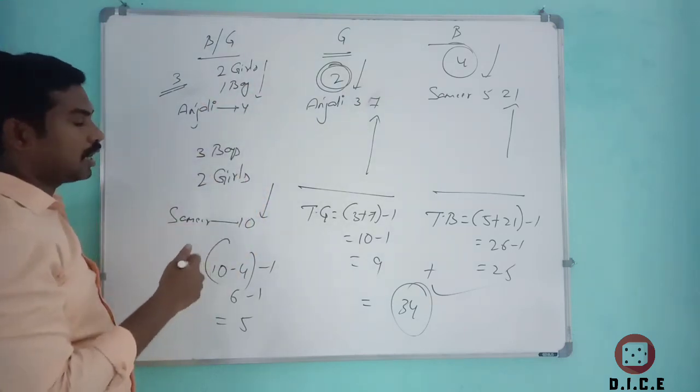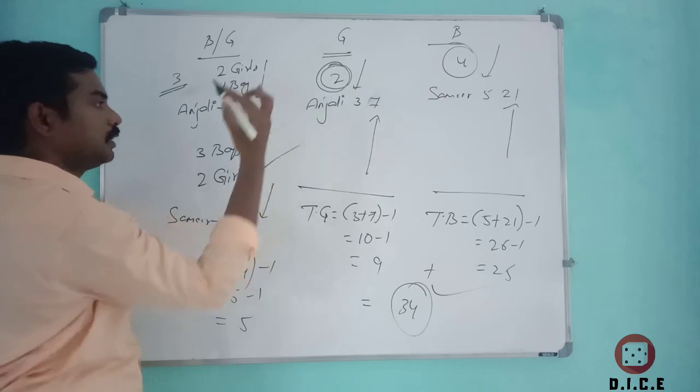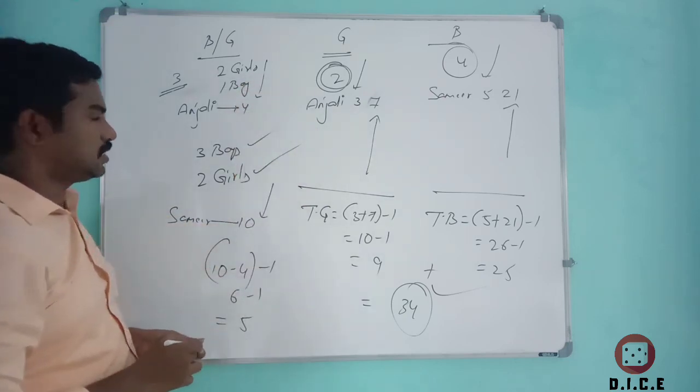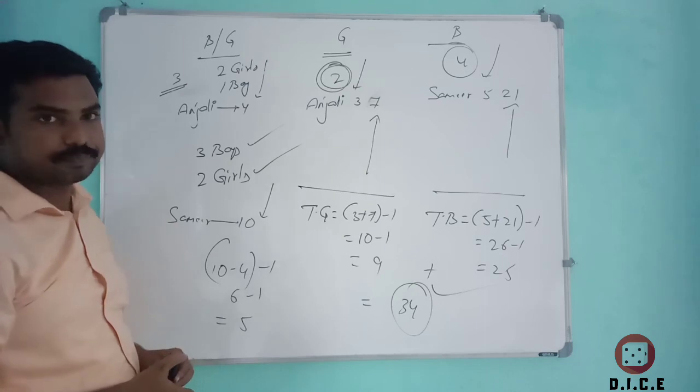So the answer for question number 10 is 3 boys and 2 girls. That should be kept in mind. So the answer is 3 boys and 2 girls.